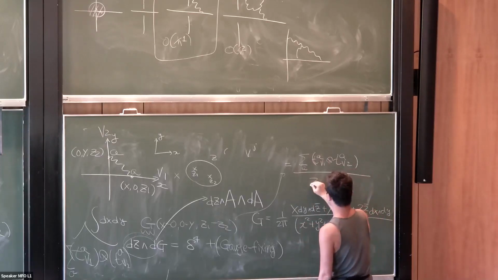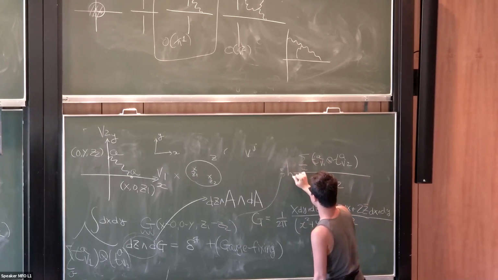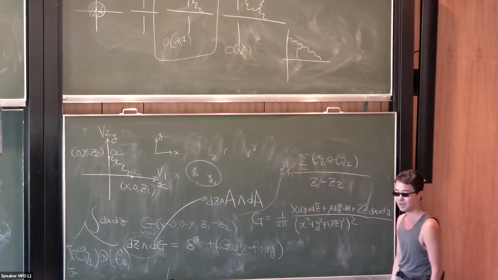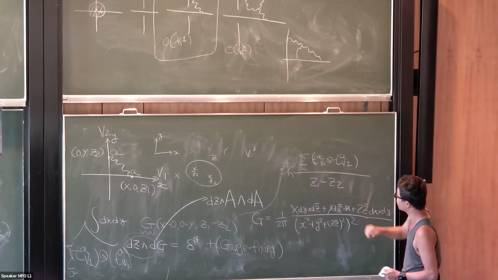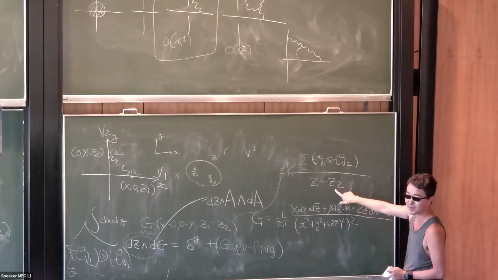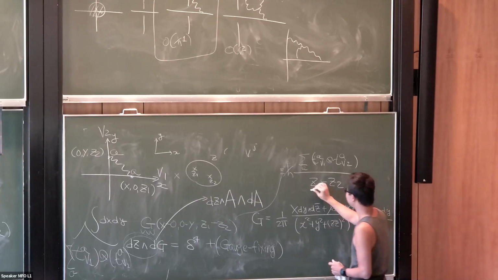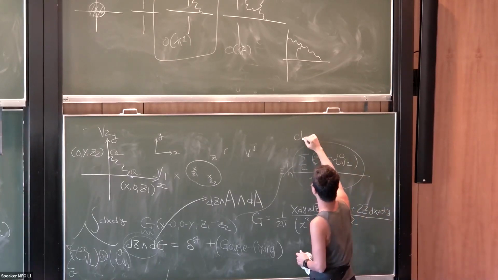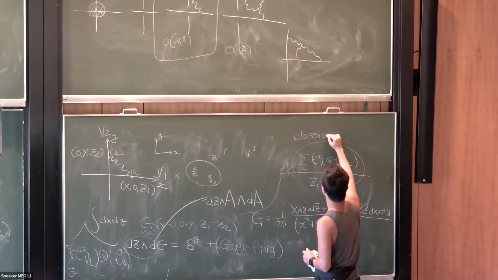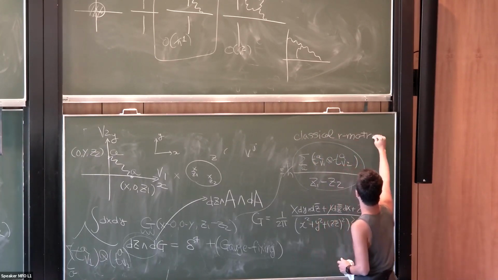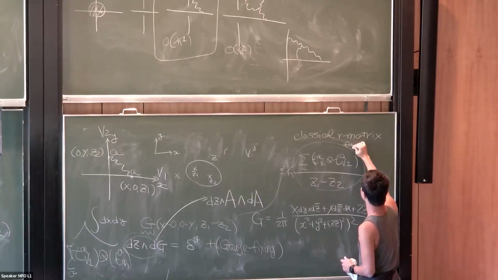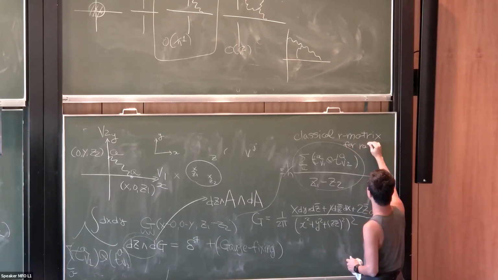And then there is an expression like 1 over z1 minus z2. And if you count the power of h bar, h bar is sitting in front. So this is the classical R matrix for the rational case.